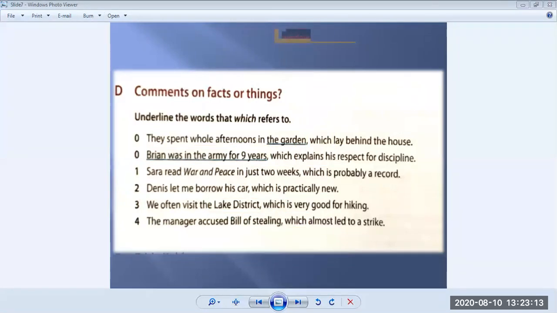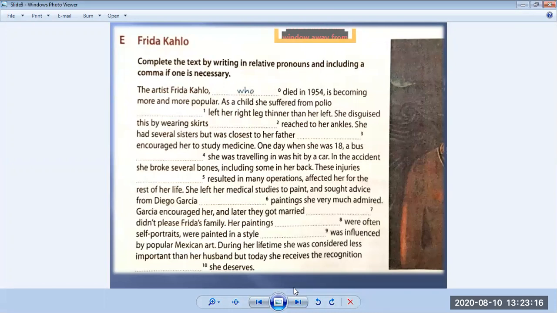So the last exercise is going to be this one, Frida Kahlo. How are we going to do it here? Complete the text by writing relative pronouns and including a comma if it's necessary. When do we use a comma? When we provide extra information. Okay, so here, artist Frida Kahlo, who died in 1954, is becoming more and more popular. As a child, she suffered from polio, which left her right leg thinner than her left.